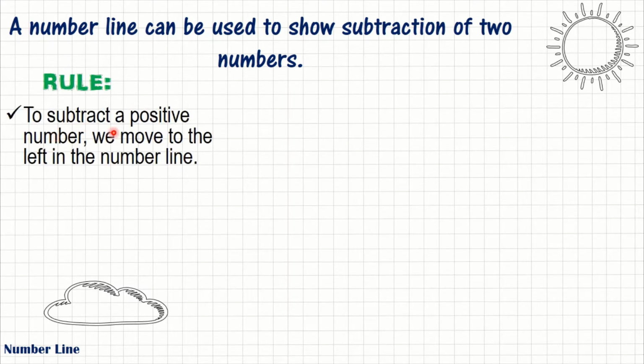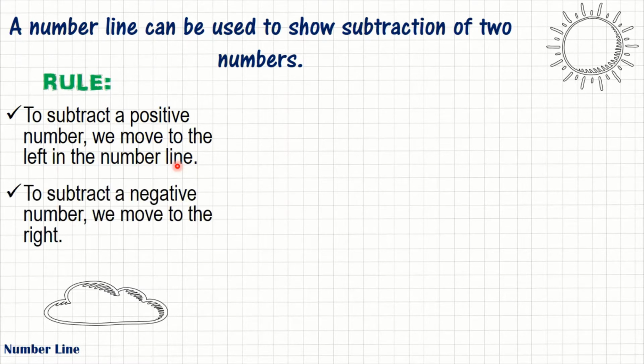Number 1, to subtract a positive number, we have to move to the left in the number line. Yung number ng moves natin ay depende dun sa subtrahend. And to subtract a negative number, we move to the right. So, let us have our example.